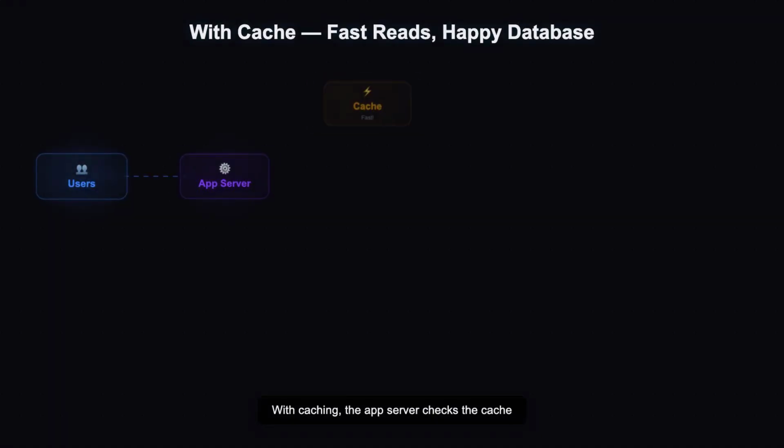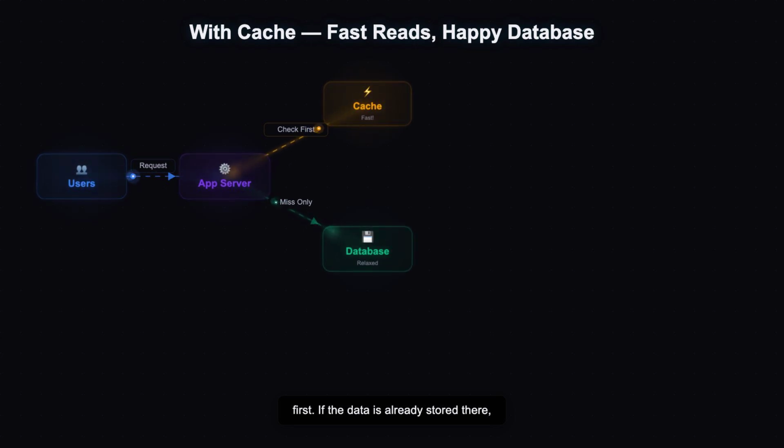With caching, the app server checks the cache first. If the data is already stored there, boom, instant response. No database query needed. The database only gets hit on cache misses, which dramatically reduces load. Your app becomes faster, your database stays healthy, and your users are happy.